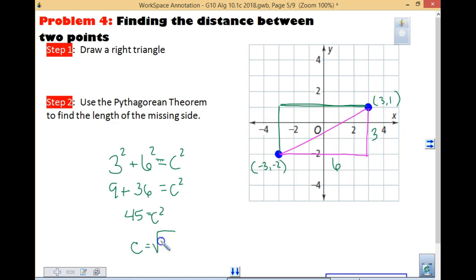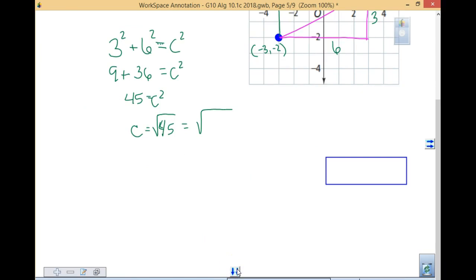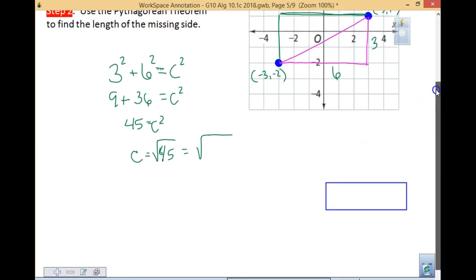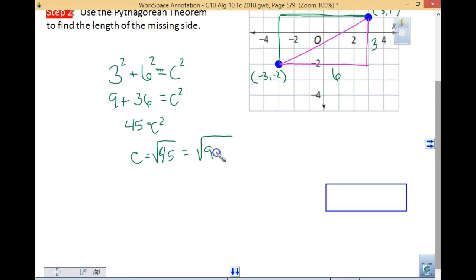Square root of 45. So if I have C squared equals 45, square root of 45. As I look at that, I want to simplify that. What perfect square can I factor out, Abby? What's 9 times 5, right? So if I asked you, what is this in simplest form? Square root of 45, we could rewrite this as 3 square root 5.